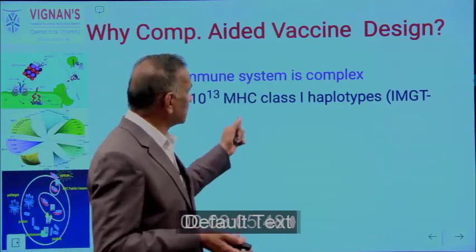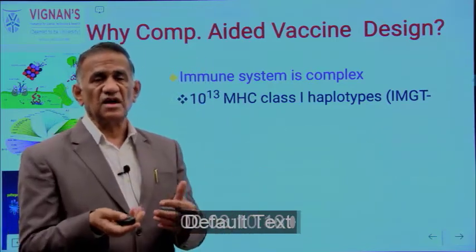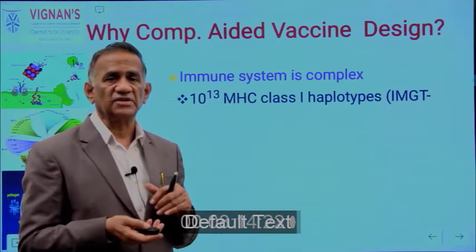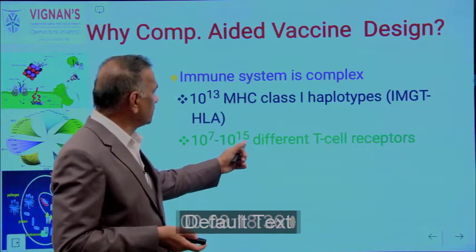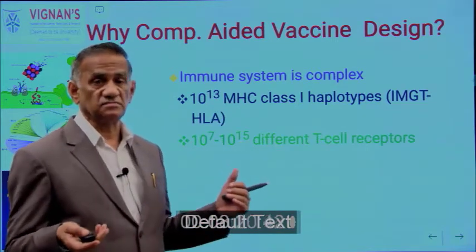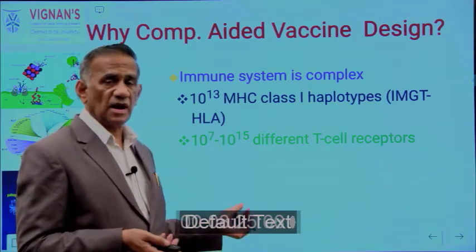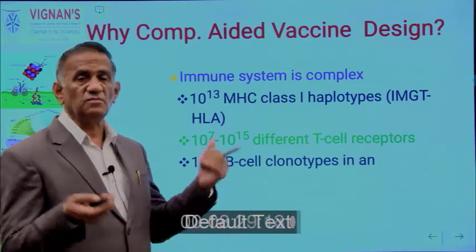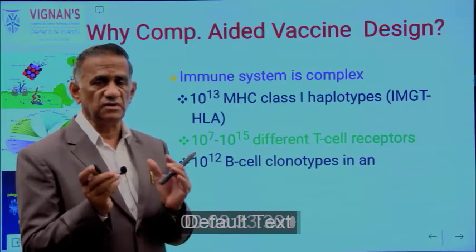Why is MHC class 1 specified here? Because much of the vaccines are viral-based vaccines. For viral-based vaccines, MHC class 1 responds. And there are 10 to the power of 15 different T cell receptors, too many, the maximum among all that I am listing now. And then 10 to the power of 12 B cell clonotypes, so many B cells, so many clonotypes, so that this gives the immune potential.